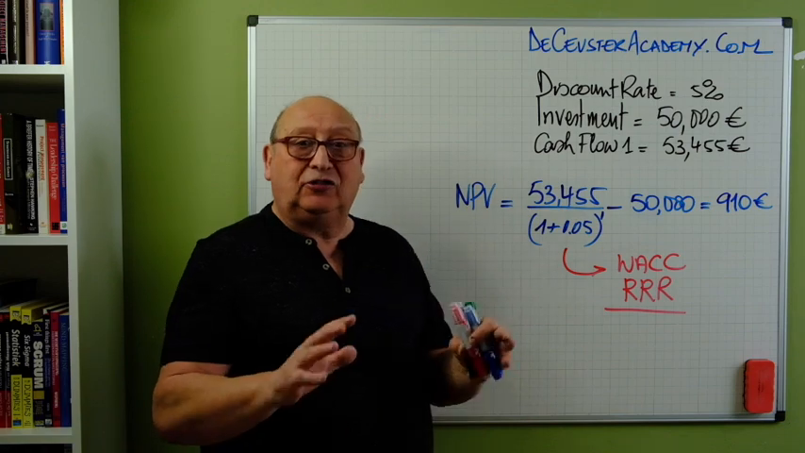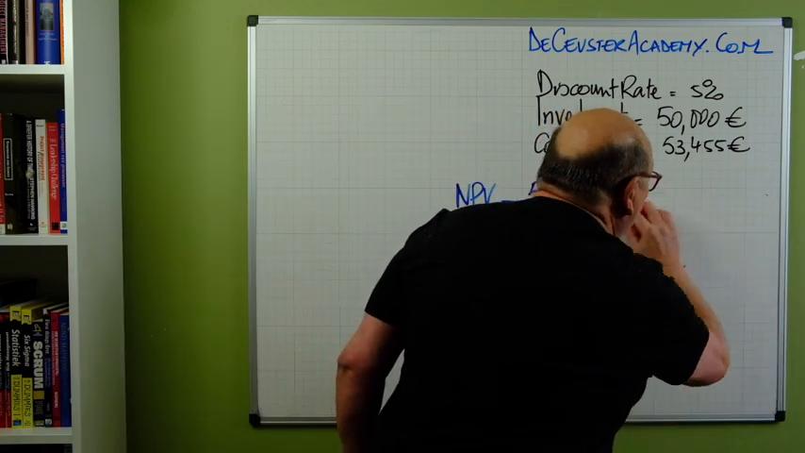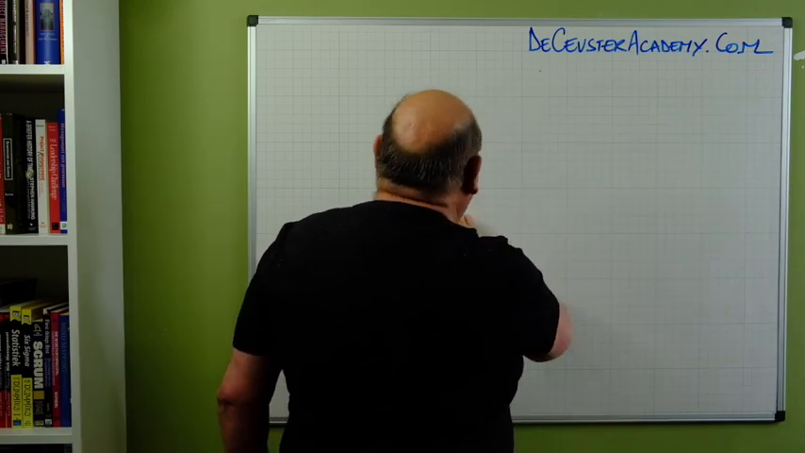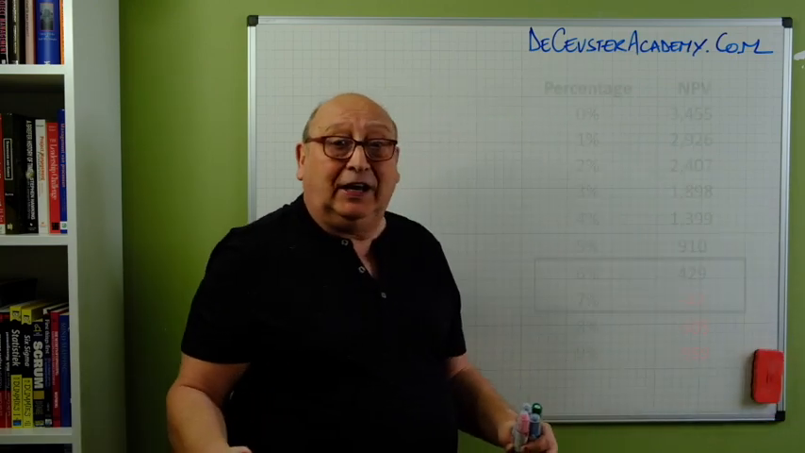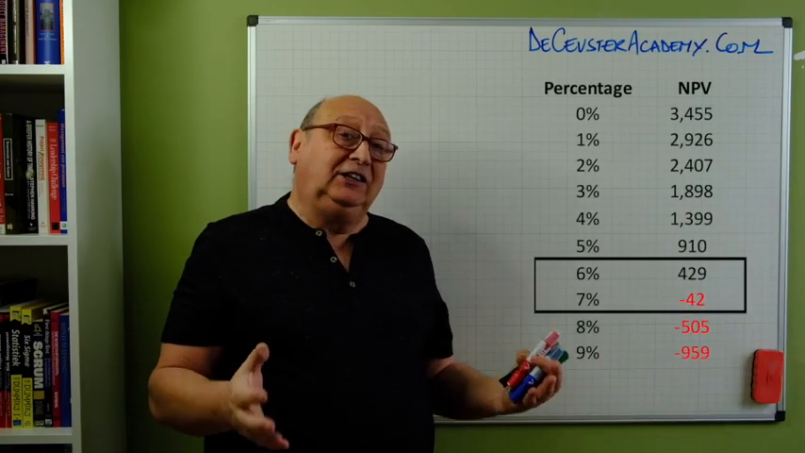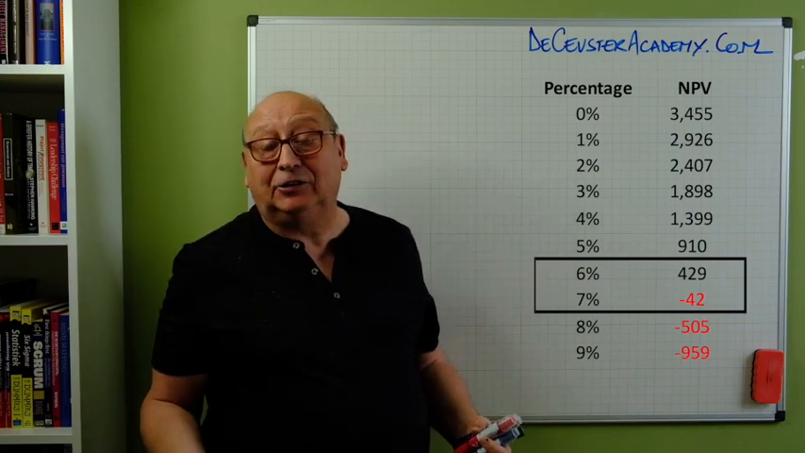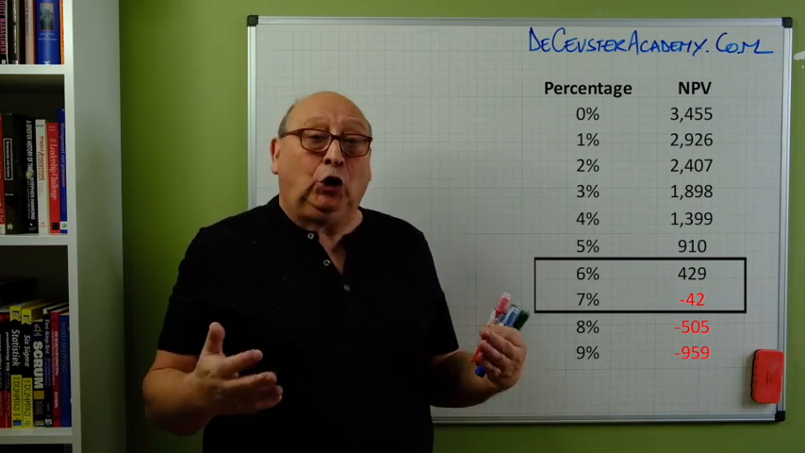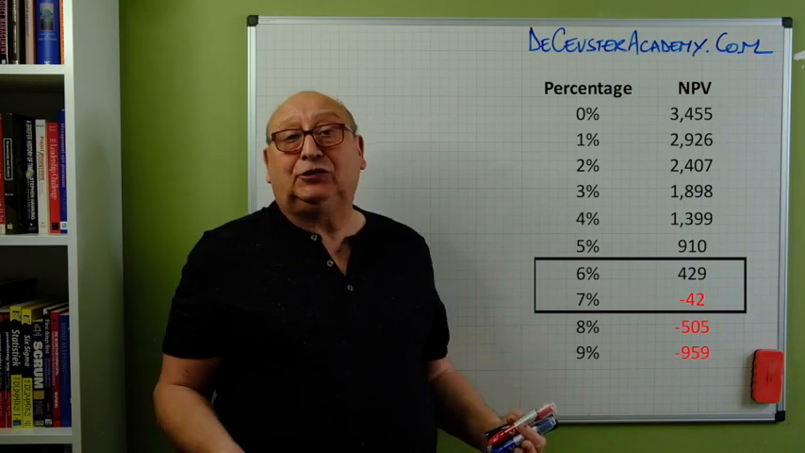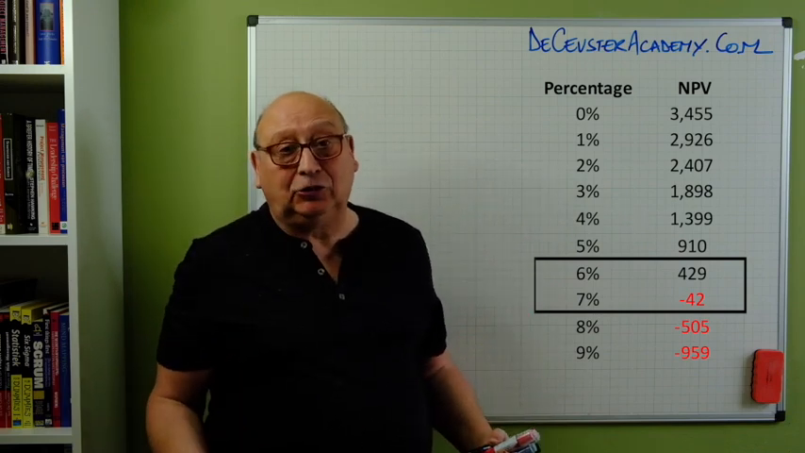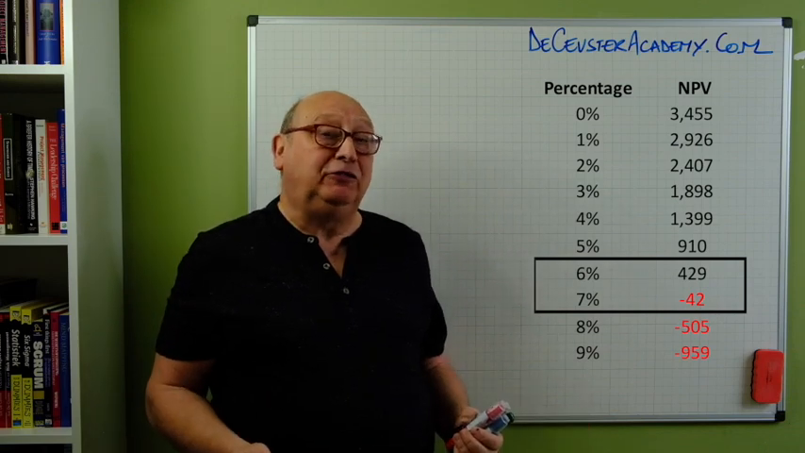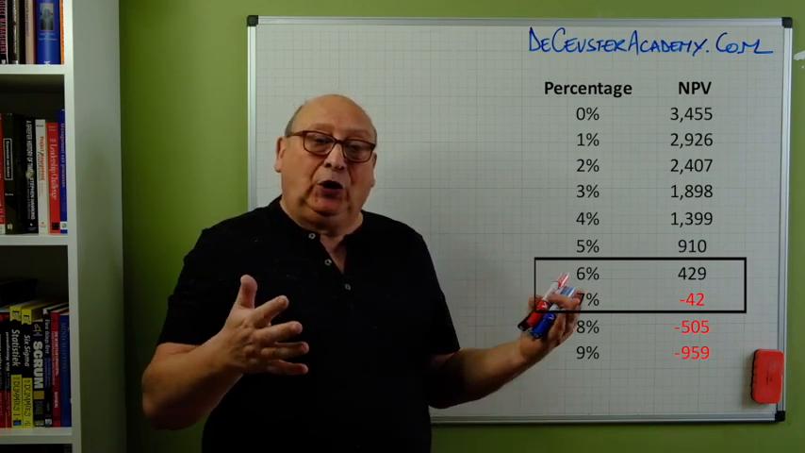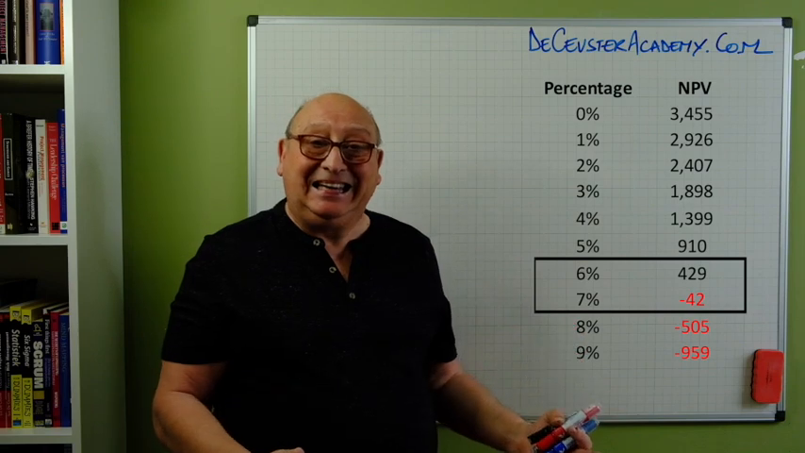And we're going to look at a simple table. So let's take this away and have a look at the table that I will project here. We see here that I'm calculating the net present value for interest rates from 0 to 9%. 0 is very simple. We don't have any time value, so the net present value is the cash flow minus the initial investment, which is 3,455.